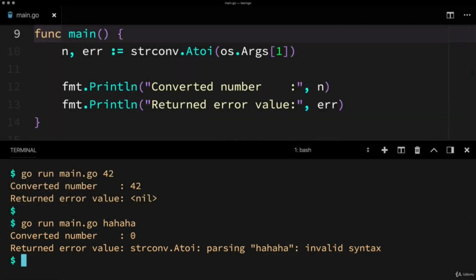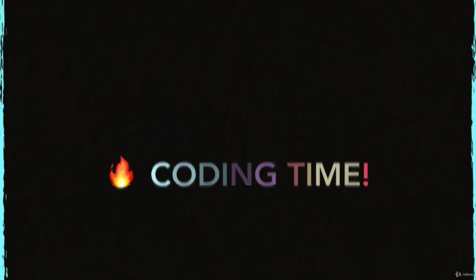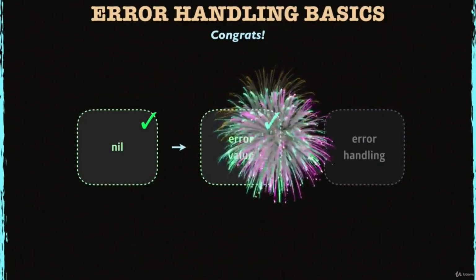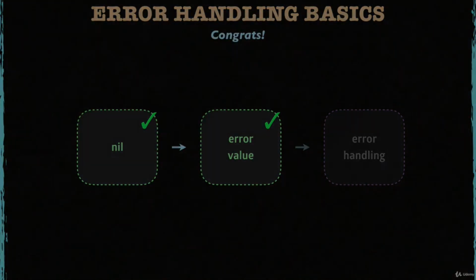So in summary, when a function returns an error value, you should always handle it. And when there is an error, you should never use the rest of its result values, except the error value. Alright, that's all for now. Congrats, now you know what an error value is. In the next lecture, I'm going to show you how to handle the returned error values. See you there.